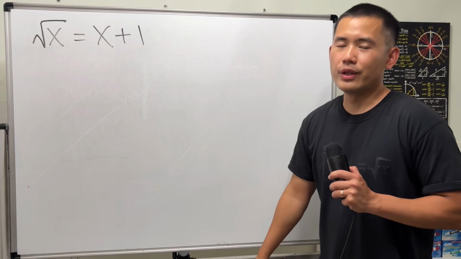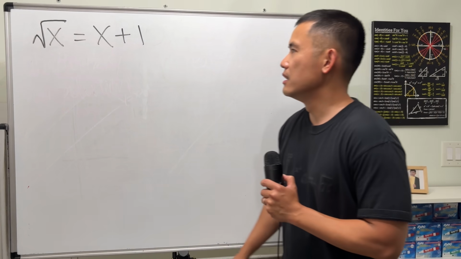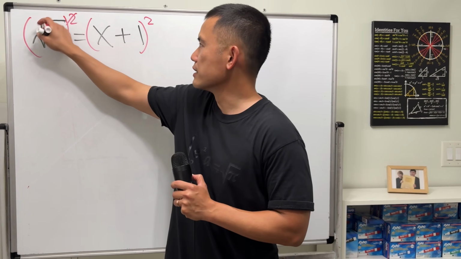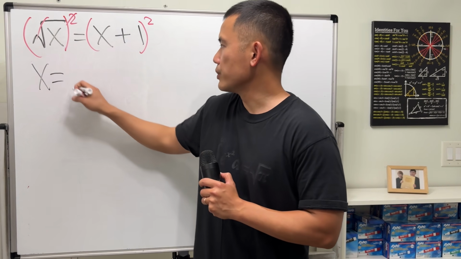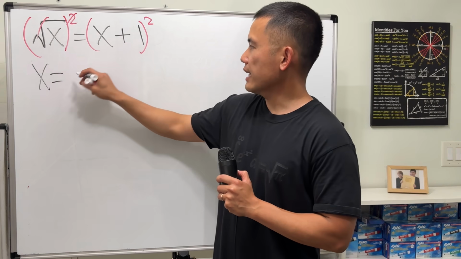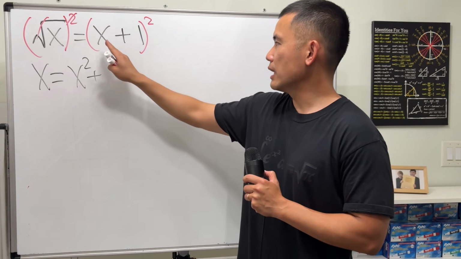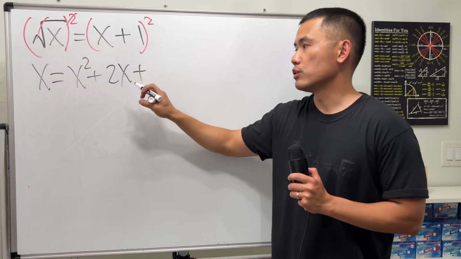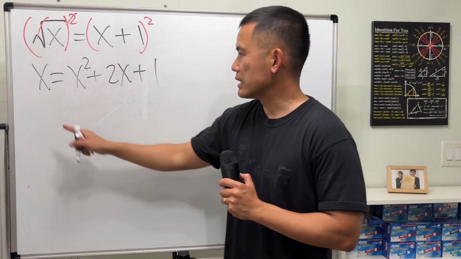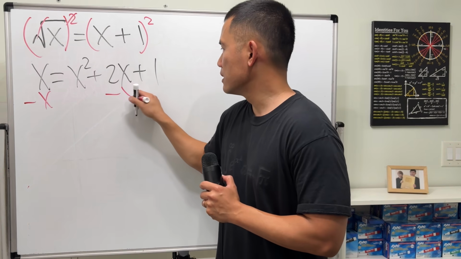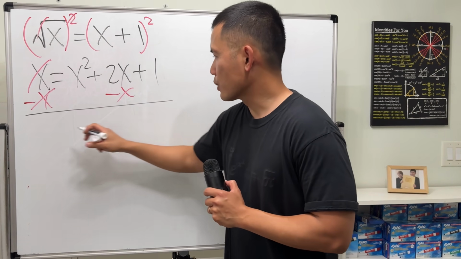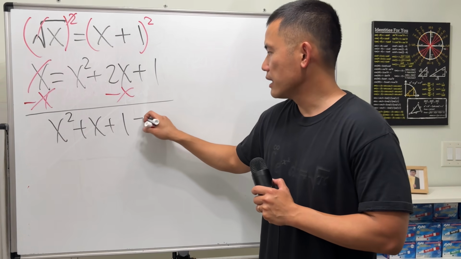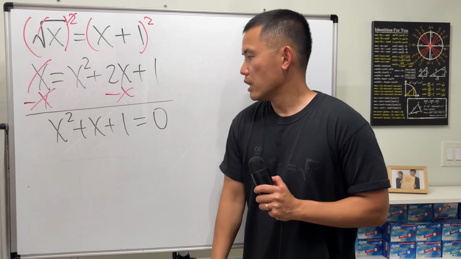So for this equation, we don't really need to do anything fancy. First, I'm just going to square both sides so that we can get rid of the square root. So we get x is equal to, expand this, we get x squared plus 2 times this and that. So that's just 2x, and then plus 1 squared, which is just 1. And then I will just subtract x from both sides. Very nicely, we get a quadratic equation, x squared plus x plus 1, that's equal to 0.